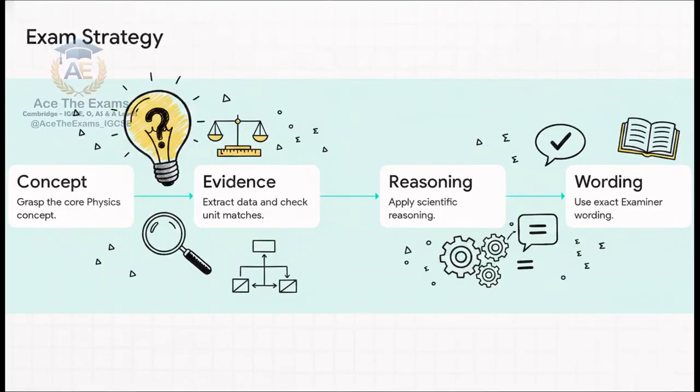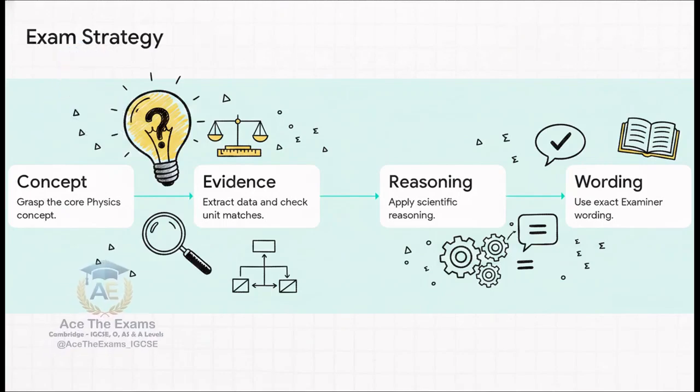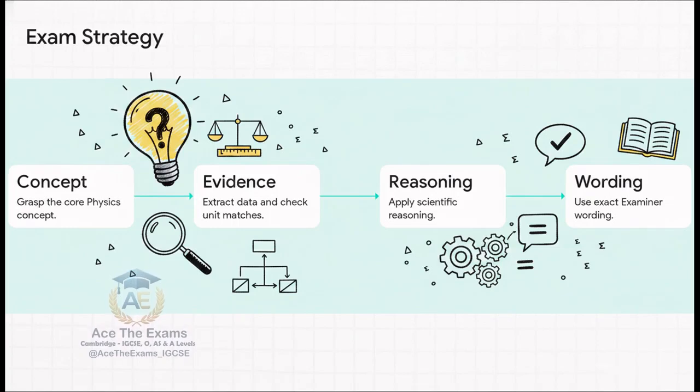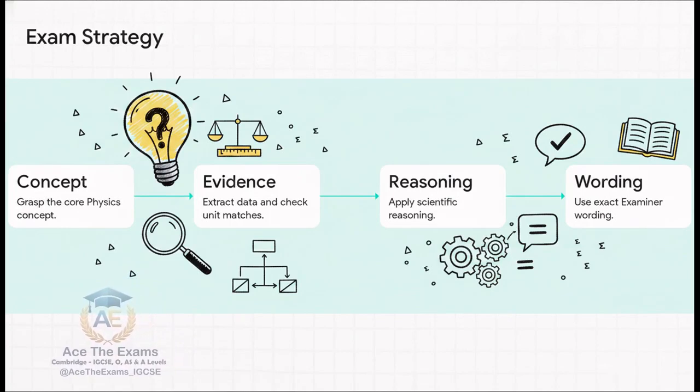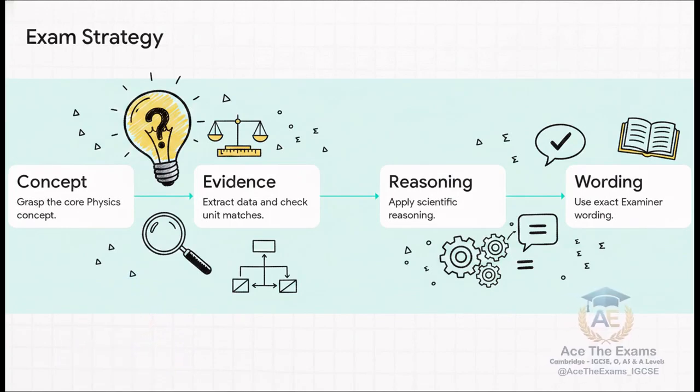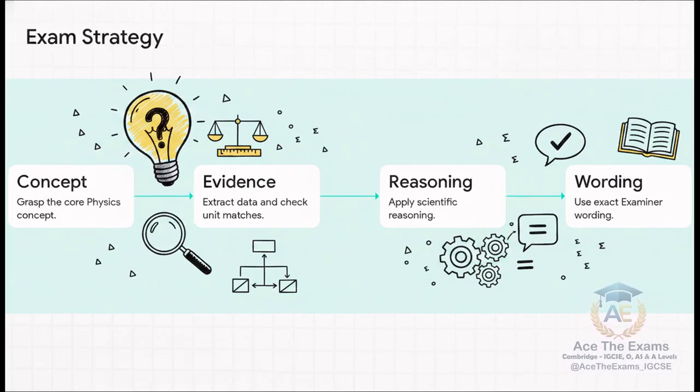To prevent this kind of unforced error, you need a highly specific framework that separates ordinary, panic-driven revision from high-mark exam strategy. Here it is. Step 1. Grasp the core concept. Step 2. Extract your evidence and data, performing an immediate mandatory unit match check. Step 3. Apply your scientific reasoning. Step 4. Frame it using exact examiner wording. Let's break down this framework and see exactly how it builds your ultimate defense against lost marks.